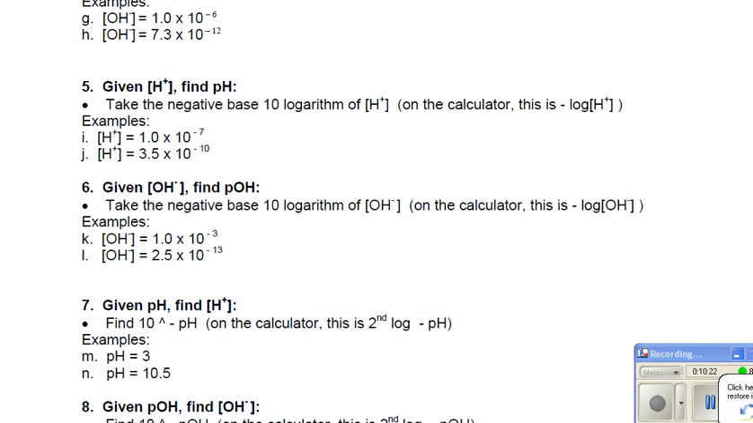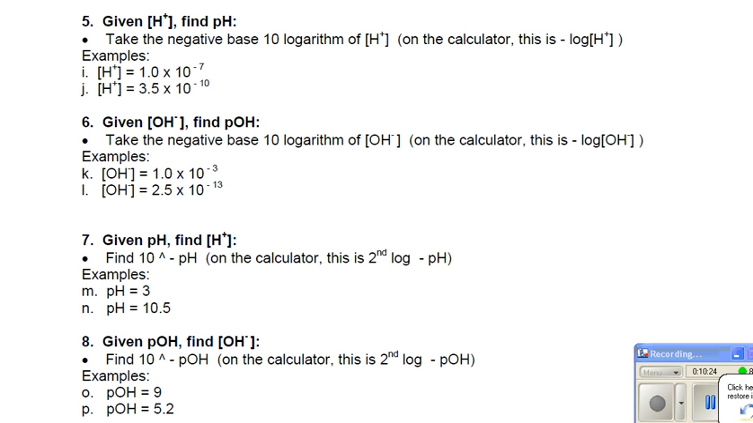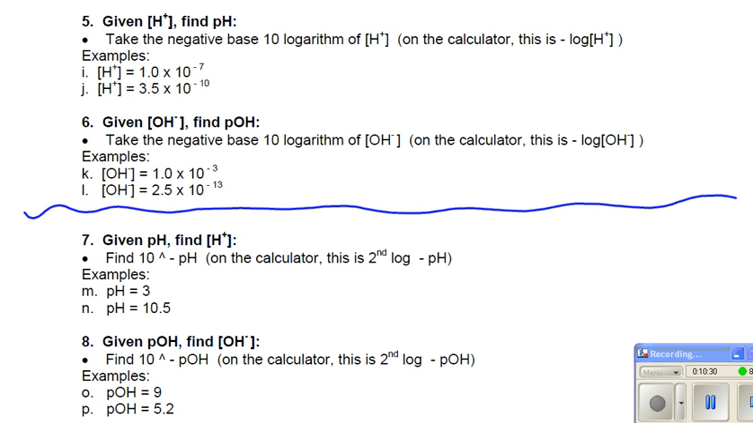Okay, all right, let's move on. Moving on to types of problems like 5 and 6. So again, draw a line under number 6. The equations for solving these two types of problems are the same. You will do a negative log of the ion. The only difference is you're either solving for pH or pOH. So let's do J together. I have a hydrogen ion concentration of 3.5 times 10 to the negative 10th. I know in order to solve for pH, I'm going to plug this number into the equation.